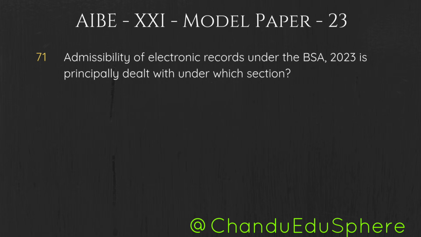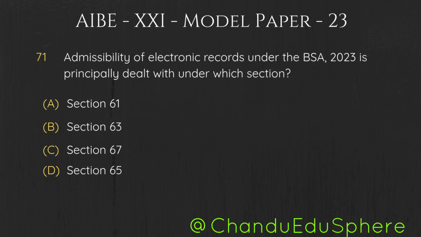Admissibility of electronic records under the BSA 2023 is principally dealt with under which section? Section 63 of BSA 2023 reproduces with refinements the regime earlier contained in Section 65B of the Evidence Act 1872 regarding admissibility of electronic records, including the requirement of an accompanying certificate. So 63 of BSA 2023.